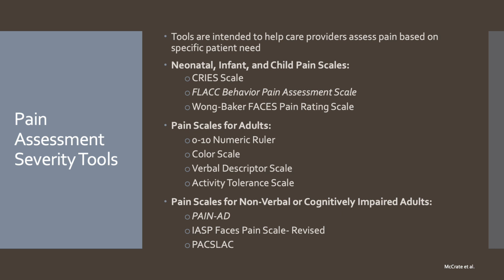They are broken down on this slide between neonatal, infant, and child pain scales, pain scales for adults, and pain scales for nonverbal or cognitively impaired adults. The ones that we mainly would deal with in the hospice house are these pain scales for adults, so ones we may be familiar with are the 0 to 10 numeric ruler, and then the PAINAD is a good one for nonverbal or cognitively impaired adults that we use. I have also seen the FLACC behavioral pain assessment scale used, but I just wanted to note too that that is really a neonatal, infant, and child pain scale.